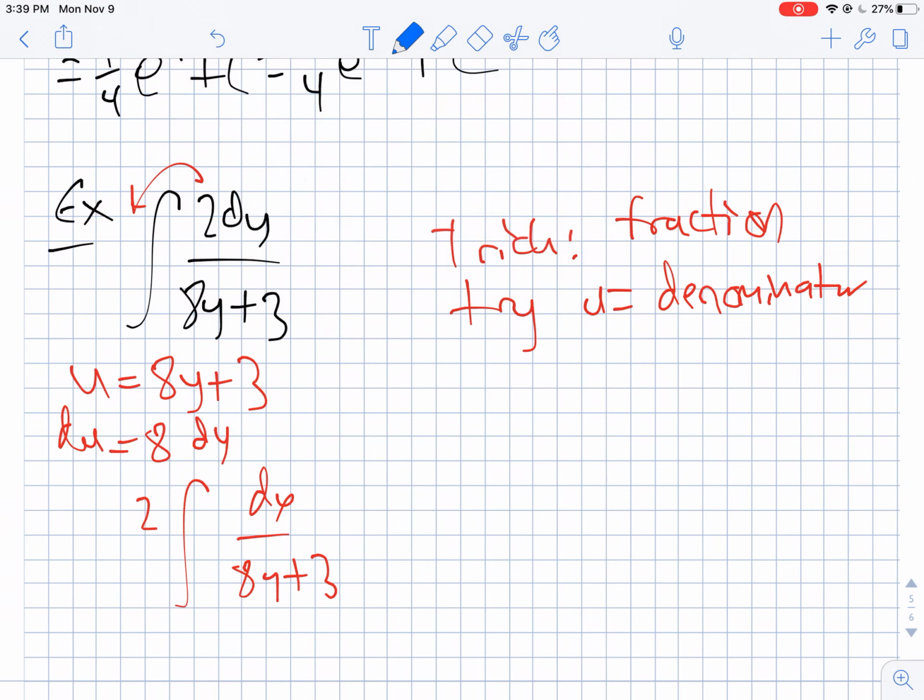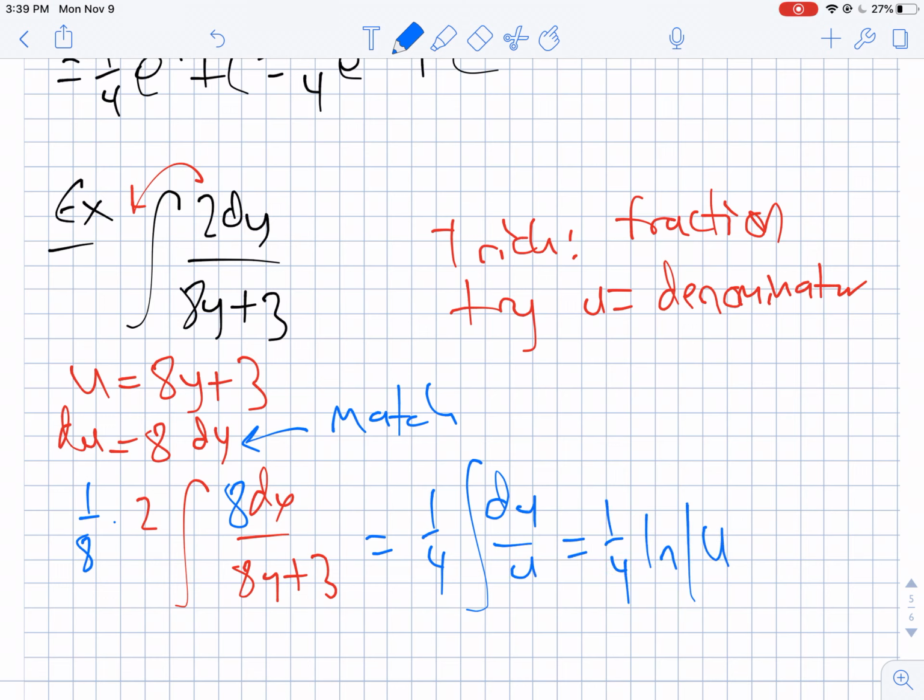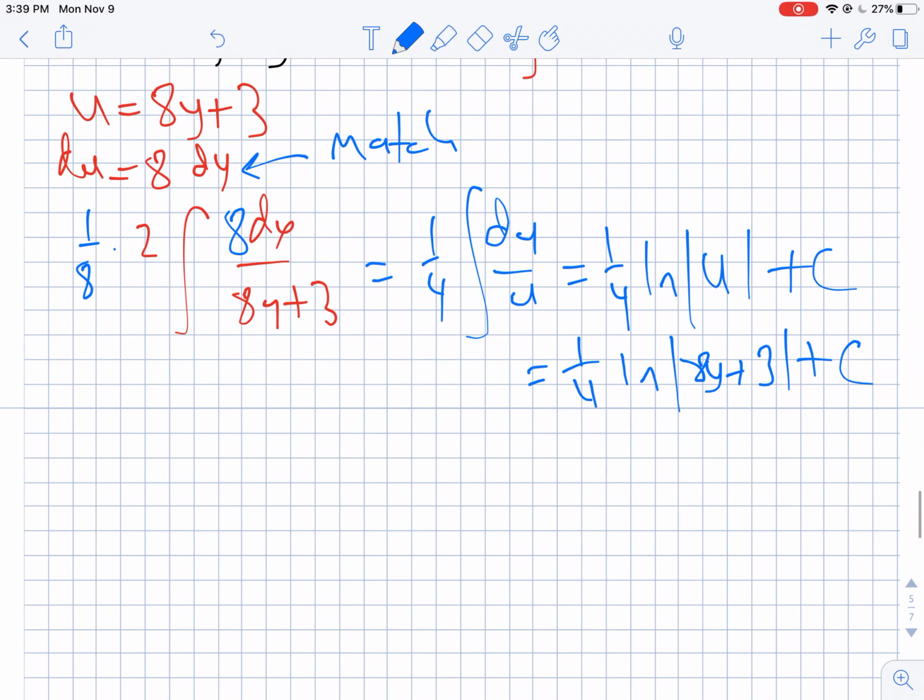So now when I do this, I'll need to put an 8 for the 8 dy. Again, I need to match up my constants as always. So I need 8 there and a 1/8 in front. The 1/8 times a 2 is going to be 1/4. 8 dy is du, so it's du over u. So that just becomes 1/4 ln of absolute u plus c. So that just becomes 1/4 ln of 8y plus 3 plus c. Okay, so that's a good strategy to use with fractions.